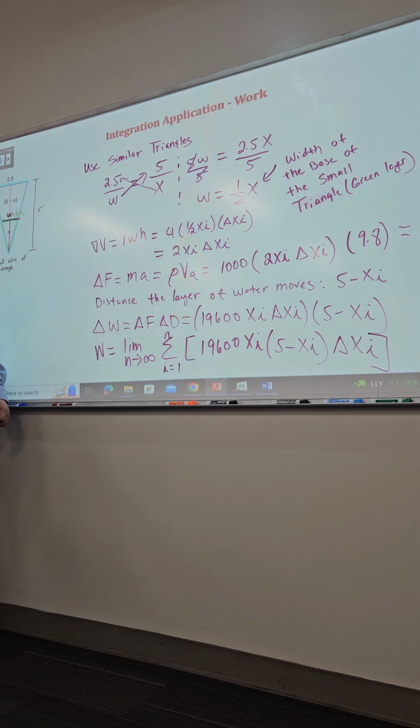Now you're not going to have to do all this work like this. I've got to teach it like this so you can see where it's coming from. So I'm doing proof at the same time I'm doing the problem. It's a lot, isn't it?